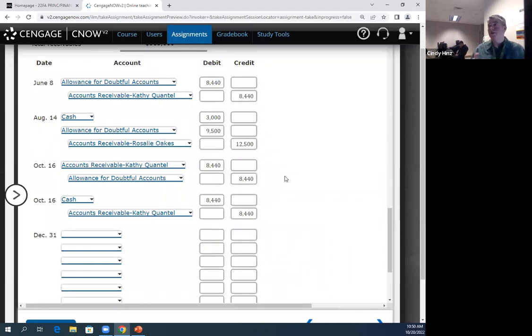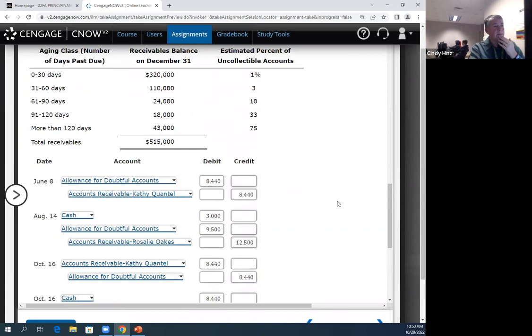So again, if you compare this entry to what you have under the direct write-off method, the only difference is rather than using the expense account, we're using the allowance account. It does not affect our income statement in the period the write-off happens. It affects our income statement in the period that the revenues were recorded, that the sale took place.